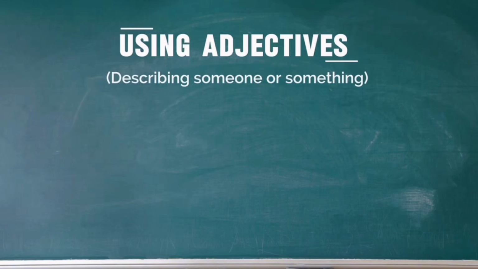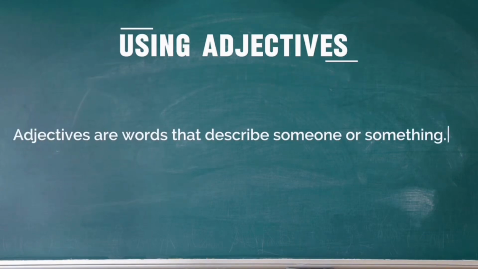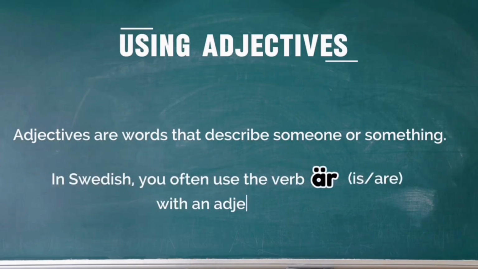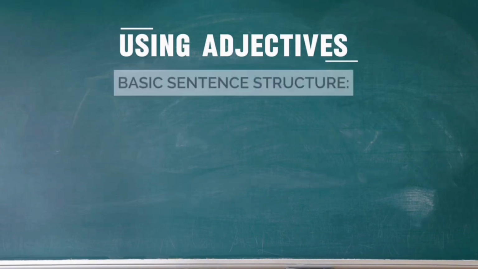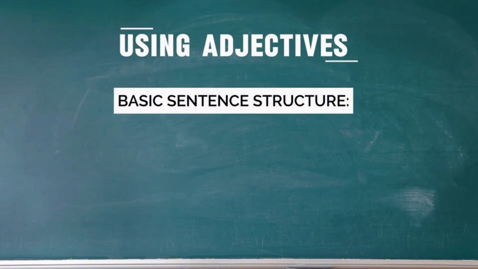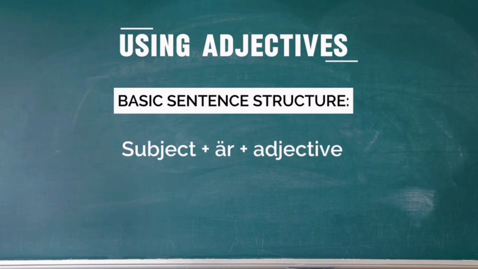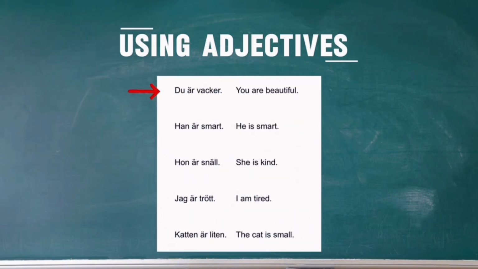Using adjectives, describing people and things. Adjectives are words that describe someone or something. In Swedish, you often use the verb är with an adjective. The basic sentence structure is subject plus är plus adjective. Examples. Du är vacker. Han är smart. Hon är snäll. Jag är trött. Katten är liten.